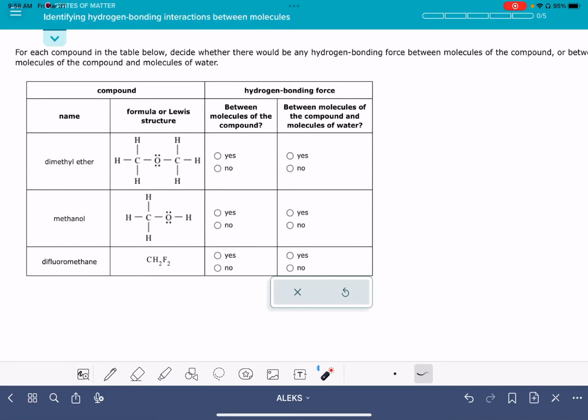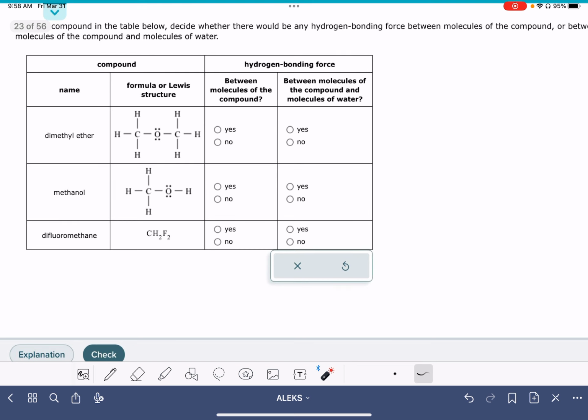In this video, we're going to work on the ALEKS problem called Identifying Hydrogen Bonding Interactions Between Molecules. This problem is going to give us three different molecules, and it's asking us two questions. It's first asking, can the molecule hydrogen bond with another identical molecule, between two molecules of the same compound? Second question it's asking us is, can the molecule hydrogen bond with water?